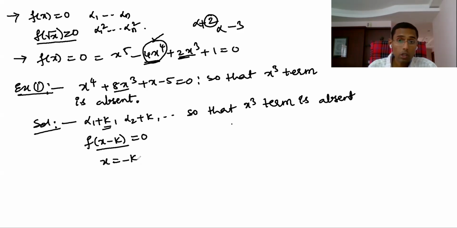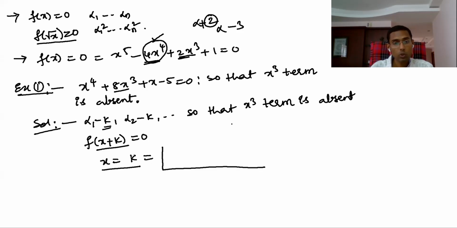If you take minus k here, it will become plus k here, like that. Now if each root is added by minus k, then the equation becomes f of x plus k equal to 0. Then you have to express in terms of x minus k, that means you have to divide the equation with x minus k, that means x equal to k.